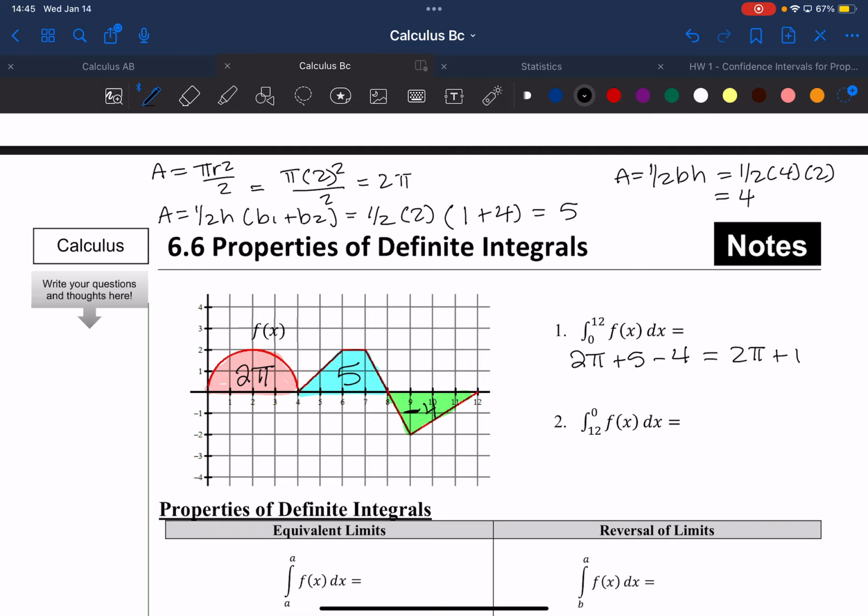Okay. So what this is telling us is, if we were to take this whole graph and flip it upside down, all of our positive areas are now negative, and all our negative areas are now positive. So I'm going to do that. This is negative 2 pi minus 5 plus 4, which gives me negative 2 pi minus 1. So you can make a note that the graph is flipped upside down.